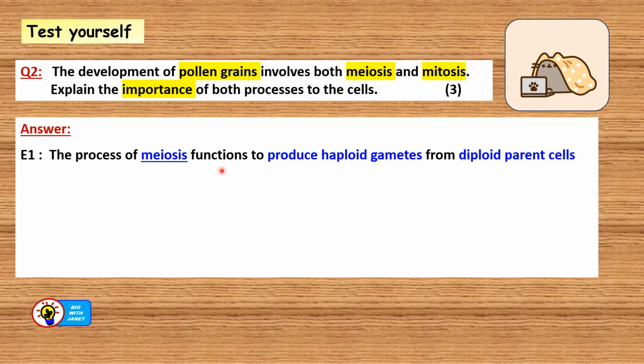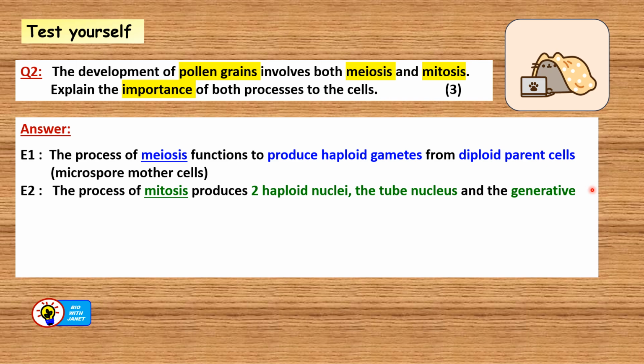Firstly, the process of meiosis functions to produce haploid gametes from the diploid parent cells. So in meiosis, the number of chromosomes will become half, right, compared to the diploid parent cells. So the gametes produced will be haploid instead, having half the number of chromosomes as the parent cells. And parent cells are actually the microspore mother cells.